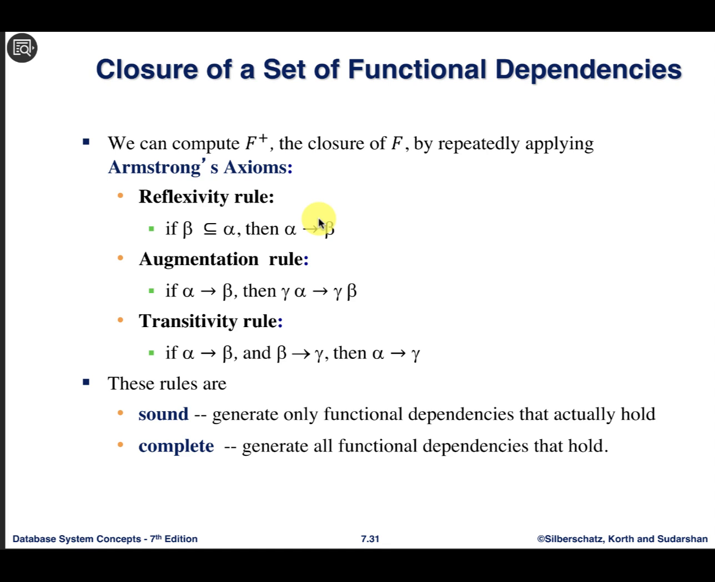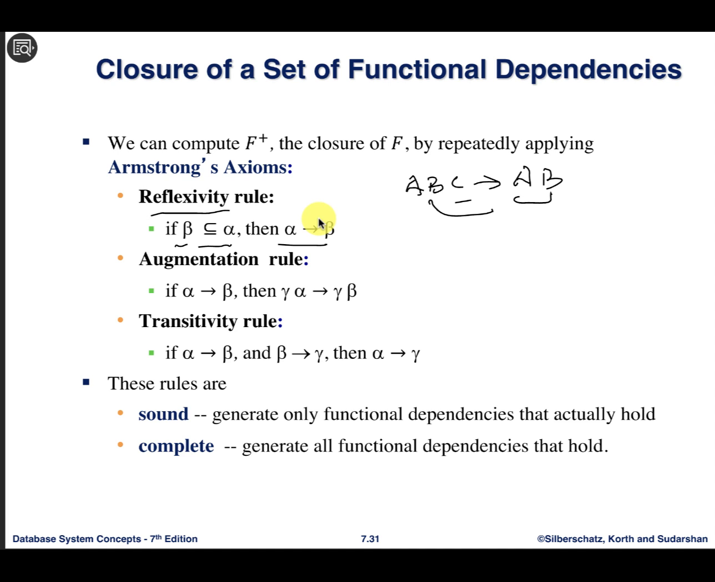So in this case, using these rules, the first one is called reflexivity. You have the right-hand side as a subset of the left-hand side. If the right-hand side is a subset of the left-hand side, we can produce this functional dependency. For example, you have A, B, C, and you have A, B. This one is a subset of this relation, so in this case I can produce this functional dependency.